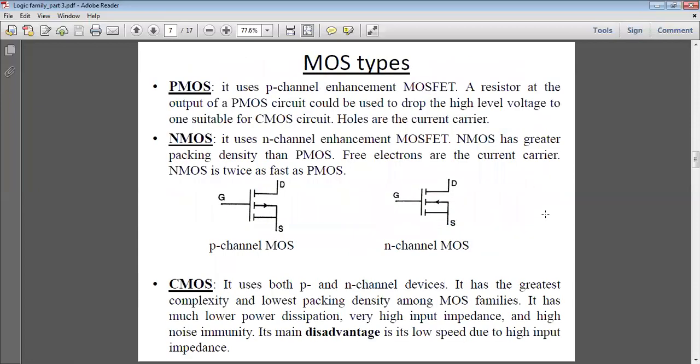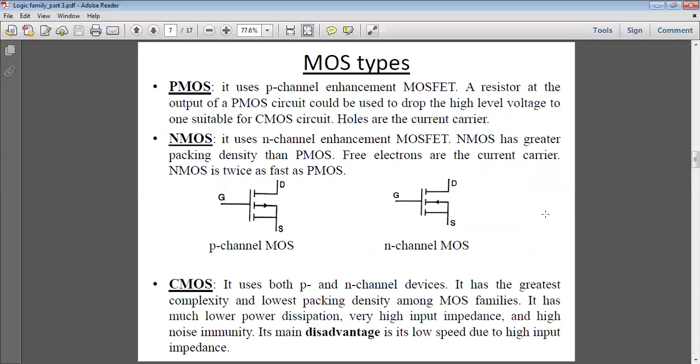MOS are of three types: PMOS, NMOS, CMOS. PMOS means its channel is a P-type enhancement MOSFET. NMOS means it uses an N-channel enhancement MOSFET. NMOS has a greater packing density than PMOS. CMOS uses both P and N channel devices. It has the greatest complexity and lowest packing density among the MOS family. It has much lower power dissipation, very high input impedance, and very high noise immunity.